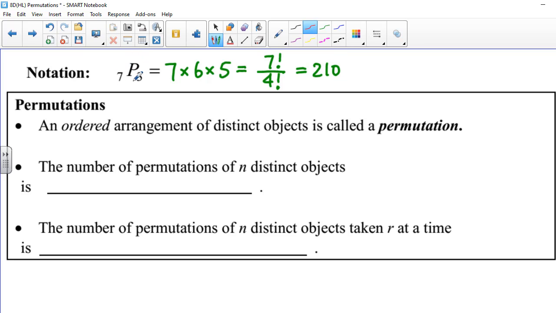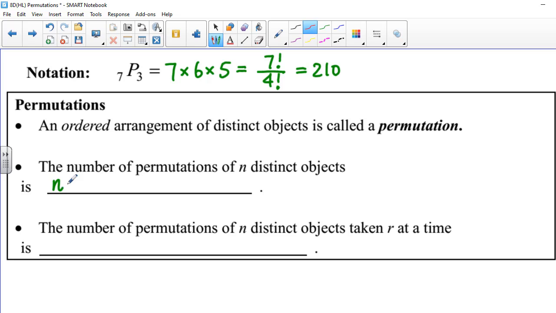What does this notation mean? So right now, let's introduce the concept of a permutation. What is a permutation? An ordered arrangement of distinct objects is called a permutation. This is the definition for a permutation. The number of permutations of n distinct objects. So you want to use n distinct objects and arrange them in order. How many different ways are there?